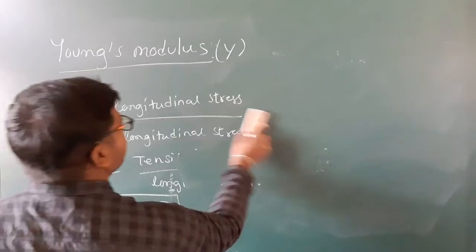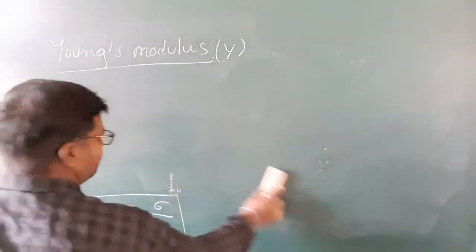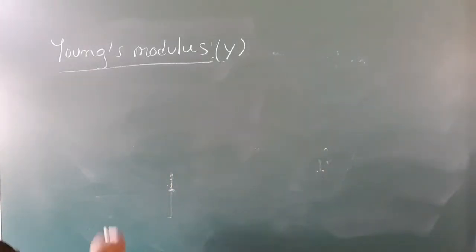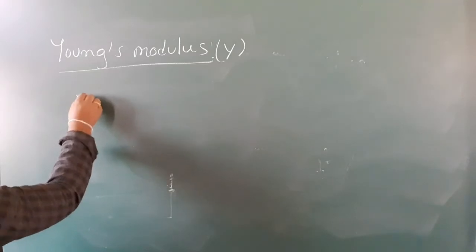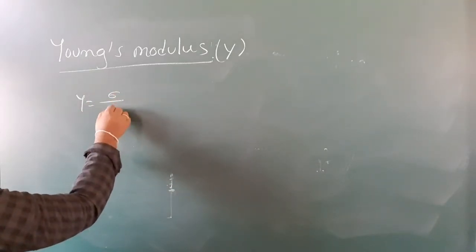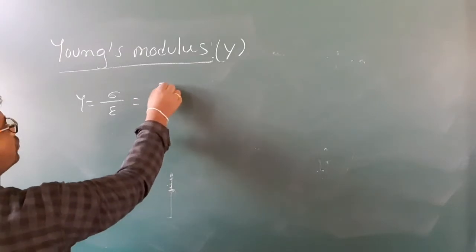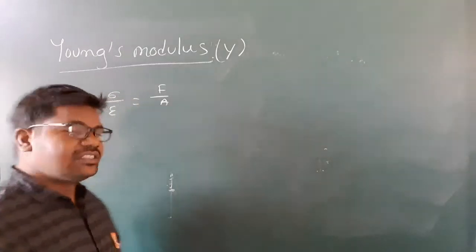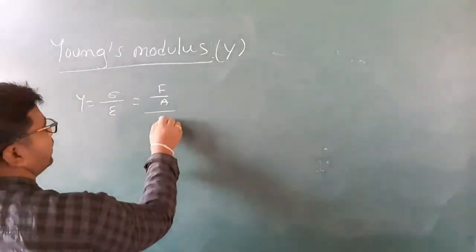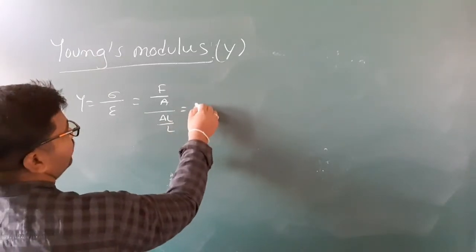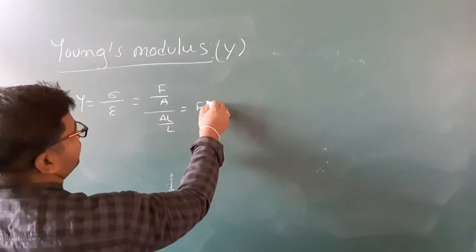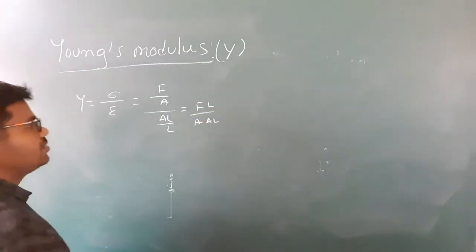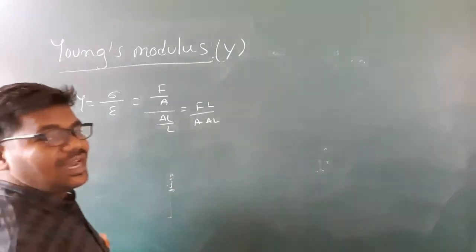Next, coming to its units. Any modulus we can have the same units. Understand, my children. Y is equal to sigma by epsilon. Sigma means force per unit area. Stress, force acting per unit area is called stress, divided by change in length by original length. We can denote it as F L divided by A into delta L, my children. Okay, understand, my children?